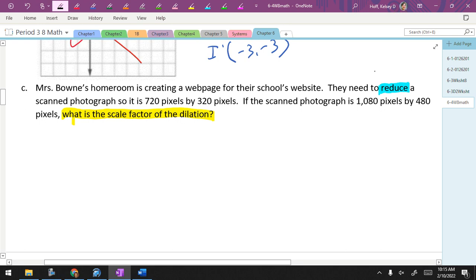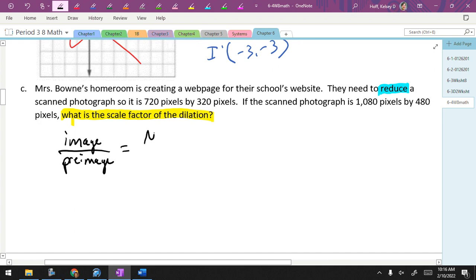It's got to be less than 1 or greater than 0. To do this, you always put the image divided by the pre-image. And people sometimes screw that up, so I'm going to remind you. This is the new one divided by the old, or maybe I should say original instead of old. You got to take the new size divided by the original to figure out what they multiplied by.